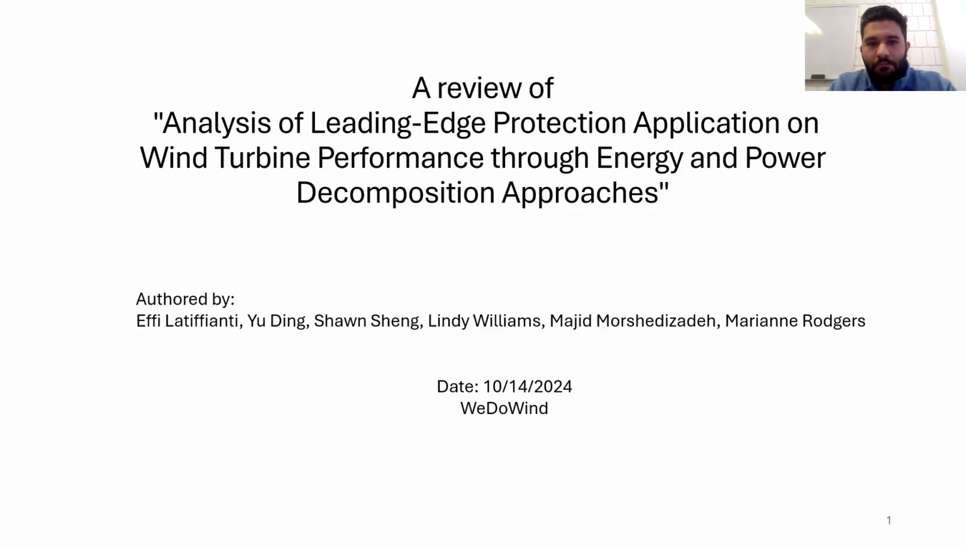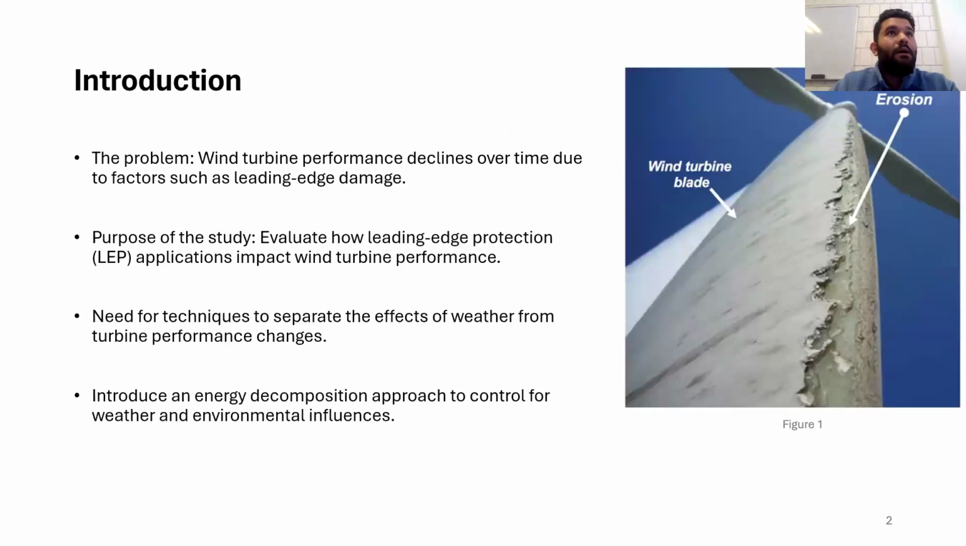So the leading edge protection is when, over time, some damages occur to the blades, like erosion. The treatment is to use tapes or painting the blades, etc., called leading edge protection. And the challenge is to measure, after making this technical change, how much the power production is going to change.